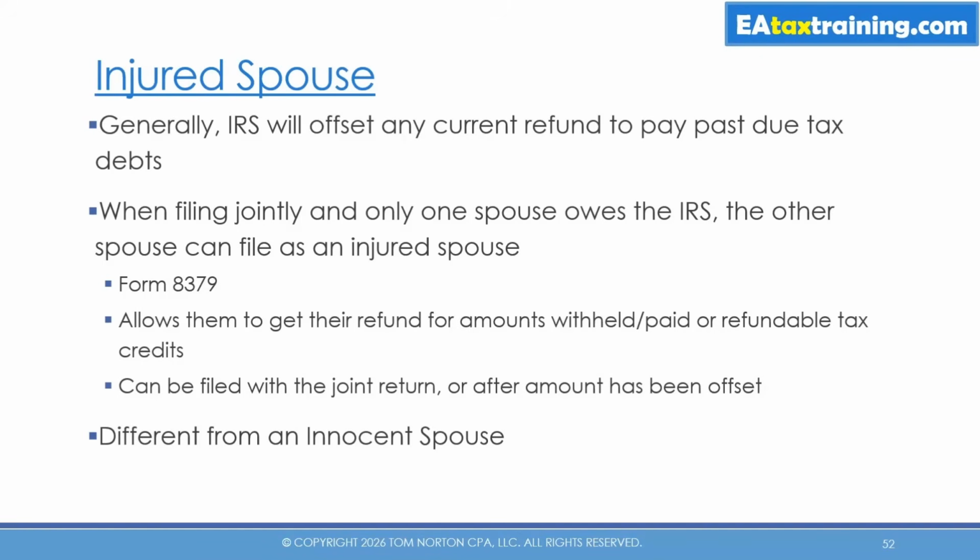It can either be filed with the joint return. So if you know in advance, okay, we're going to have this problem, then you can go ahead and file the 8379 with the return. Or it can be filed after the return. So maybe you didn't realize your spouse had this debt, or you didn't realize they were going to take the whole refund to pay that debt. Then you can file the 8379 after the fact in order to get your money back. So that is an injured spouse. Again, it is different from an innocent spouse.